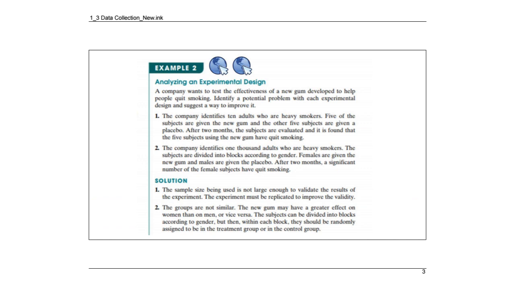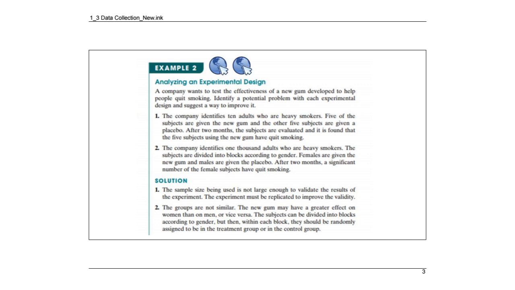All right, a company wants to test the effectiveness of a new gum developed to help people quit smoking. Identify the potential problems with each experimental design. The first one says a company identifies 10 adults who are heavy smokers. 5 of the subjects are given the new gum, and the other 5 subjects are given the placebo. After 2 months, the subjects are evaluated, and it is found that the 5 subjects using the new gum have quit smoking. Well, that's great, but that's way too tiny of a sample size. Only looking at 10 adults total is not large enough to validate the results of the experiment. So they would have to replicate that.